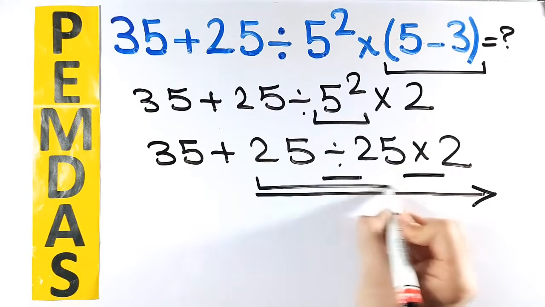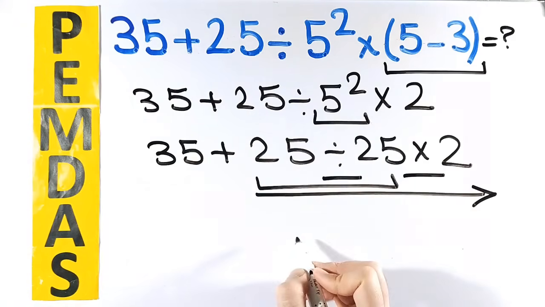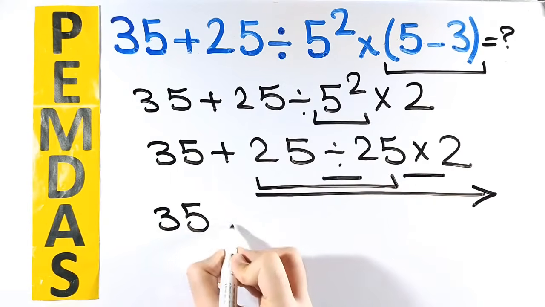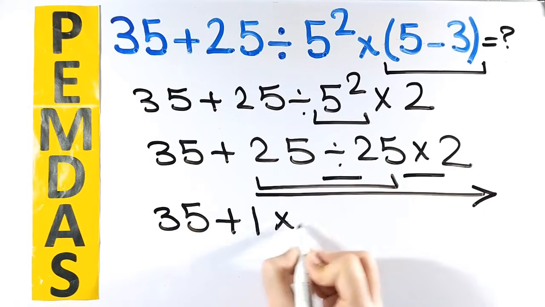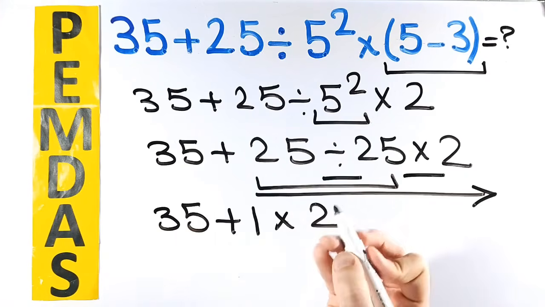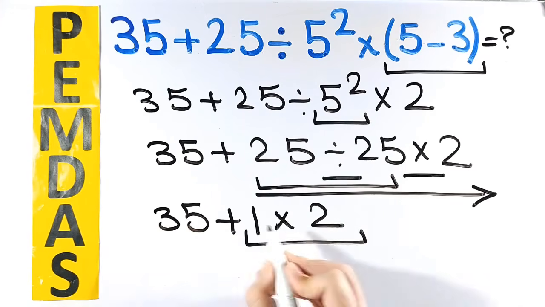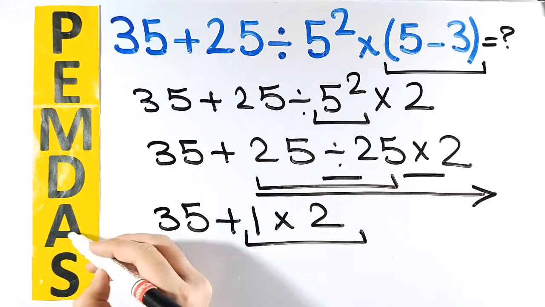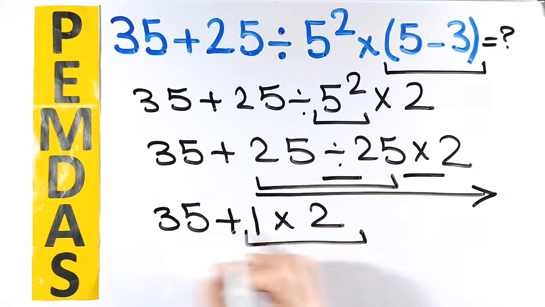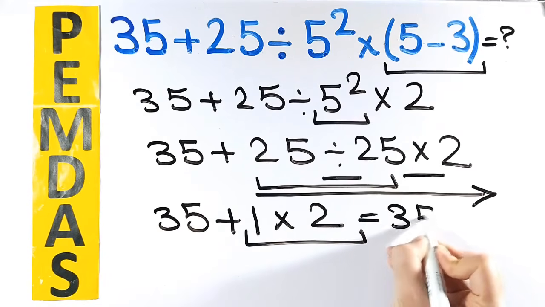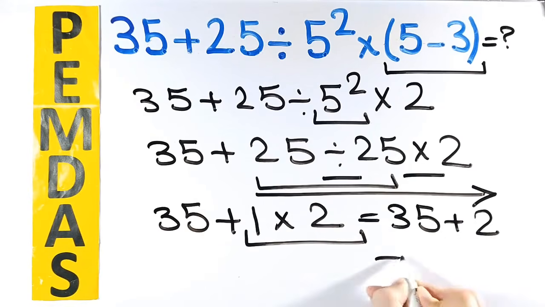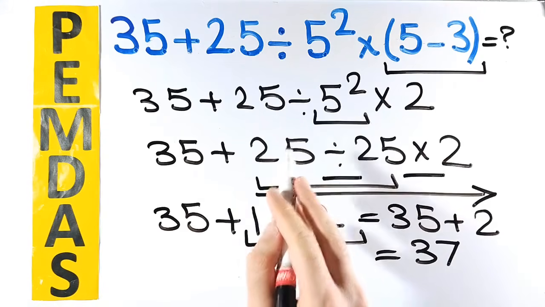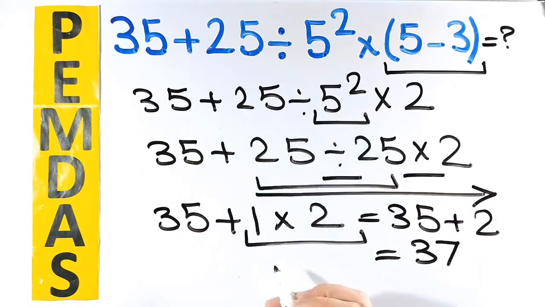So, first go for the division between 25 and 25. And instead of this expression, we can write 35 plus 1 multiplied by 2. And the final step, we go for the multiplication between 1 and 2 because multiplication has priority over addition. So, we rewrite this expression as 35 plus 2, which finally gives us the answer 37. Okay, now let's solve another math question together.